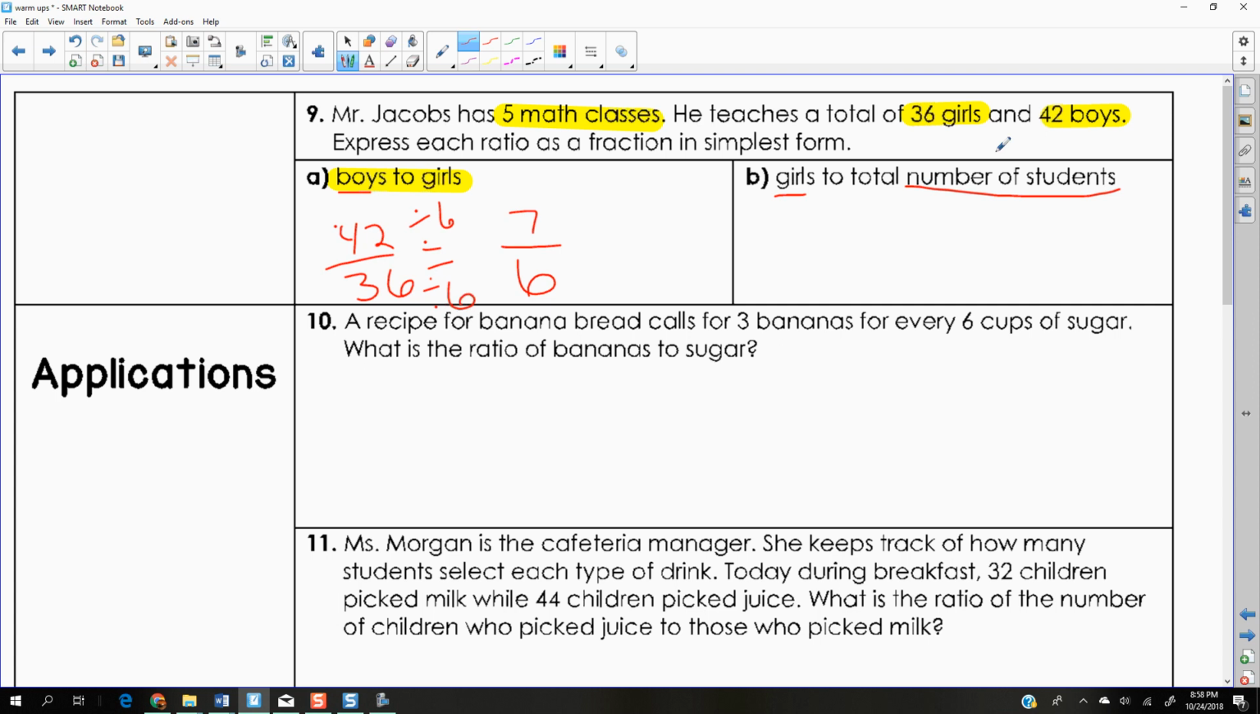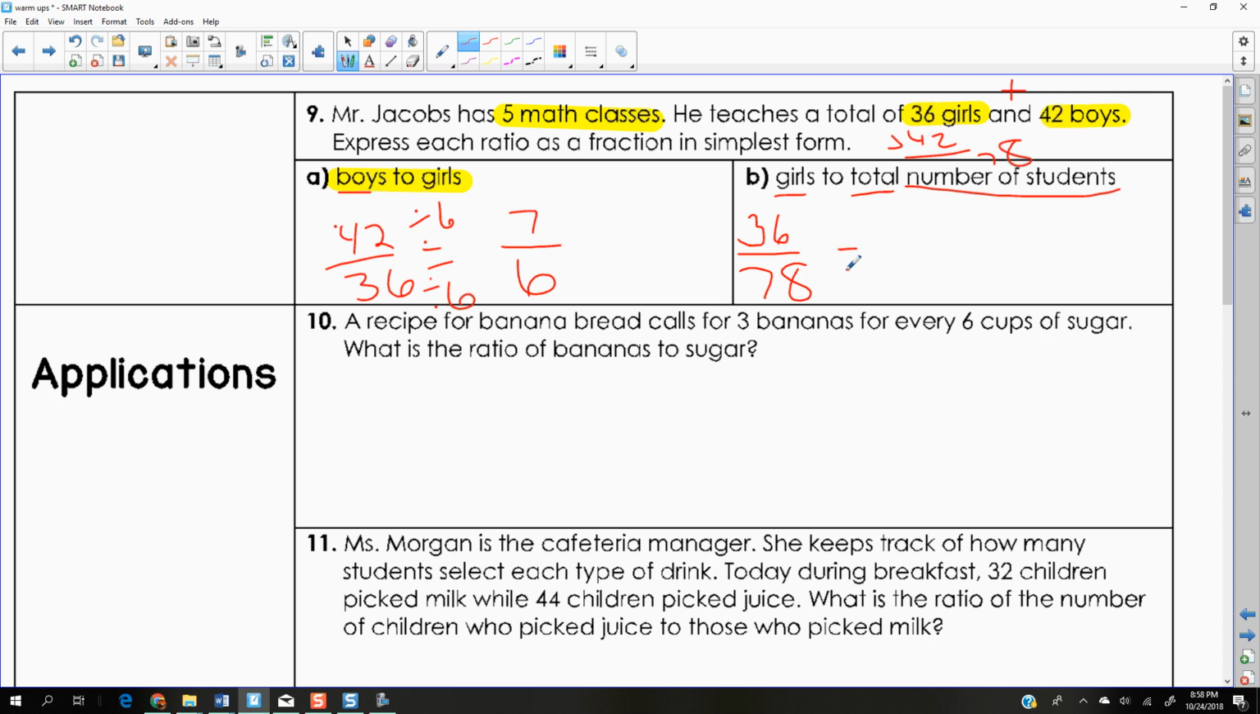So how do we get the total number of students? Well, to find a total, we have to add. So here we have girls, we have 36, right? And boys, 42. So now we have to add 36 plus 42. So we can do that right here. 6 plus 2 is 8, and that's 78. So 36 to 78. All right, so I'm not exactly sure what numbers divide into 78.